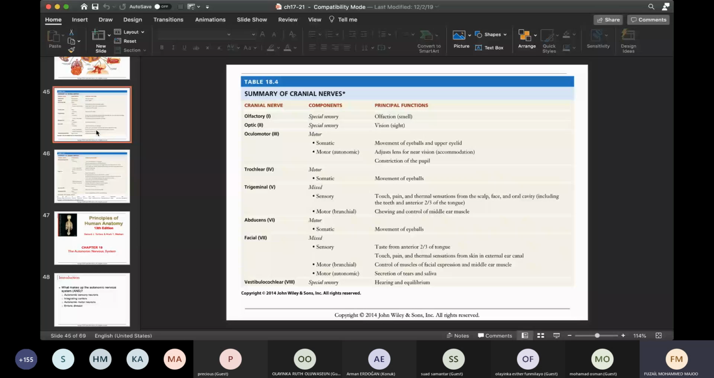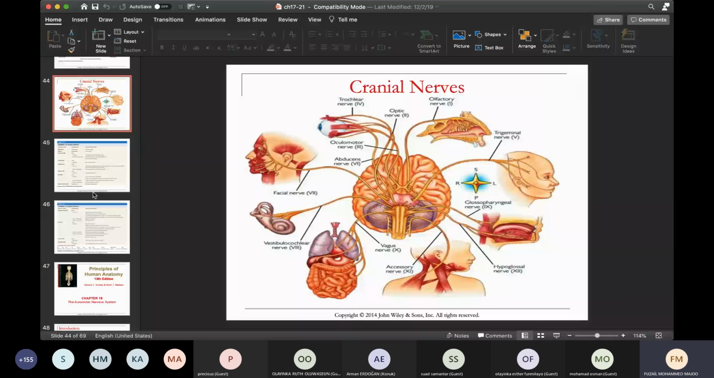So optic nerve is cranial nerve number 2. Oculomotor nerve is cranial nerve number 3. When you go from there, then we have cranial nerve number 4, which is the trochlear nerve right over there. Okay, trochlear nerve is over here. Cranial nerve number 5, it's going to be your trigeminal. There it is, trigeminal nerve. Cranial nerve number 6 is the abducens nerve. There it is. Abducens nerve is cranial nerve number 6.